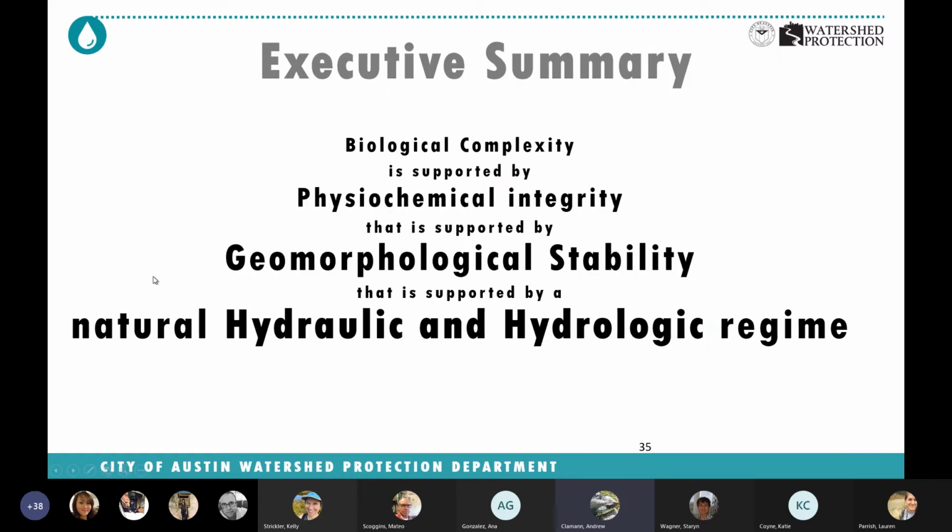The executive summary here really is just the pyramid again. Biological complexity is what we want. And you can only have that if you're supported by good physical-chemical integrity, the water quality that they have to deal with day in and day out. And that's only supported by geomorphological stability, the erosion and stuff. You want different habitats and complexity without too many catastrophic problems. And you can't have that unless you have your hydrologic regime under control and the hydraulics that move them.